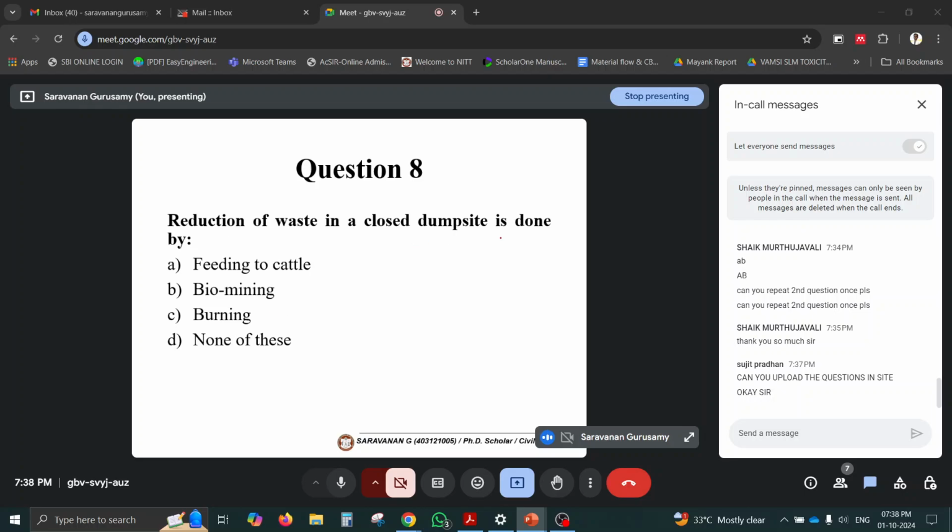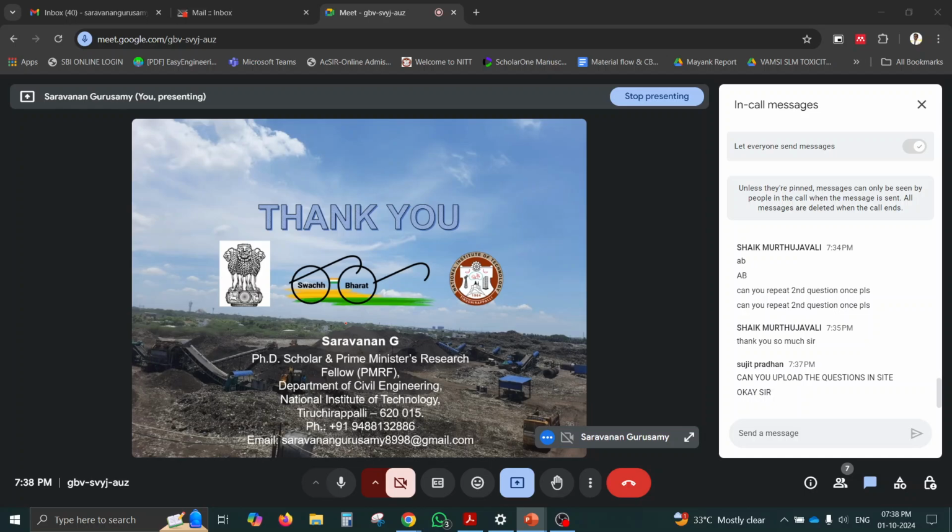Okay. Reduction of waste in the closed dump site is done by which process? Feeding to cattle, biomining, burning, none of this. So reduction of waste in the closed dump site is by biomining. Okay. Today is week 10 of the 12-week course of municipal solid waste management in NPTEL. Today we have discussed the landfill gas generation mechanism, factors, and then the treatment and collection system. And also we have discussed biomining. If you have any doubt, please unmute and ask. I will be there in the meeting for the next 5 minutes.